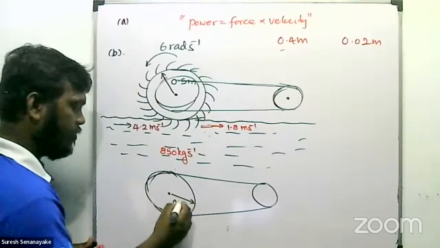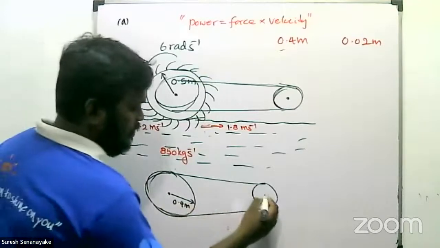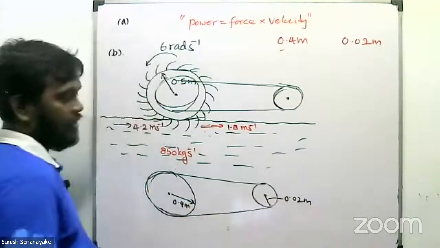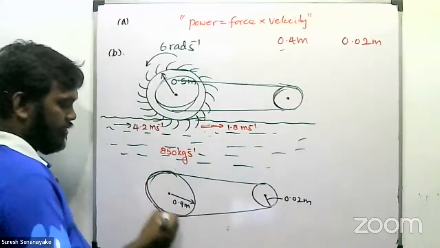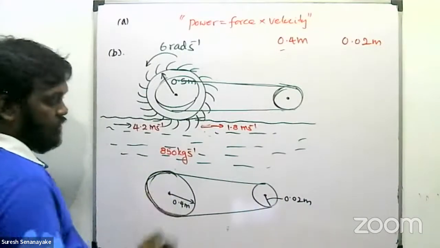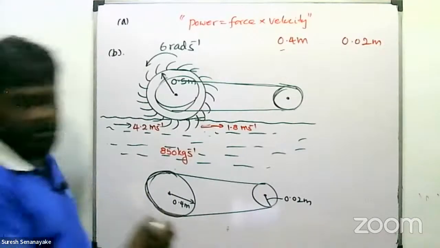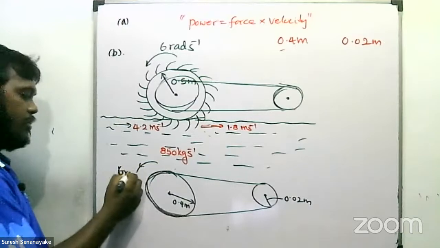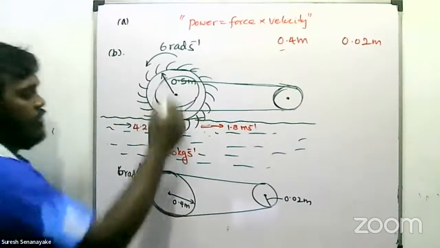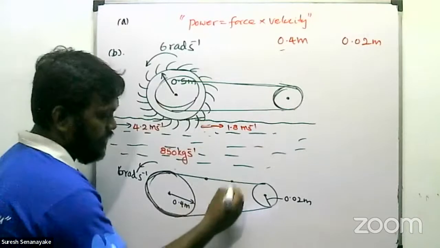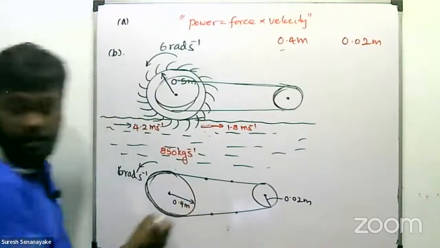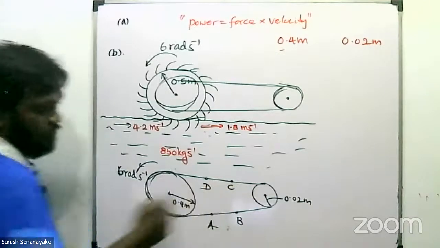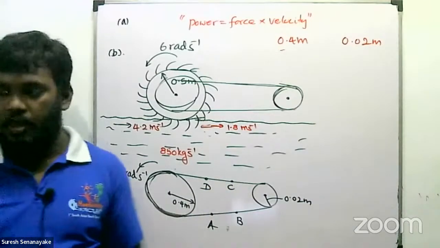This is 0.4 meter. This is 0.02 meter. This is on the generator axis. This is on the axis of the wheel. This point will rotate with 6 radians per second because this is on the axis of the wheel. So these 2 points I'm considering as A and B. This is AB and this is CD. Points, you can draw this diagram.